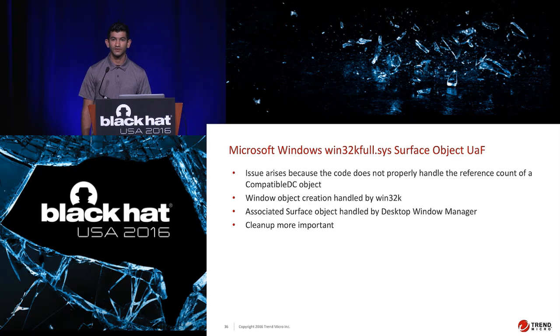The kernel portion of the chain was a use after free in surface objects. This arises due to the fact that window objects are created and handled by the Win32K subsystem, but all surface objects and related objects are handled by the desktop window manager, dwm.exe. As a result of some mishandling of reference counts, it was possible to get a compatible DC object to have its reference count messed up, and it was not properly tracking things. So a surface object would end up getting freed, even though it was in use, but the associated compatible device context object would not be. So you'd have a dangling pointer that you could abuse.